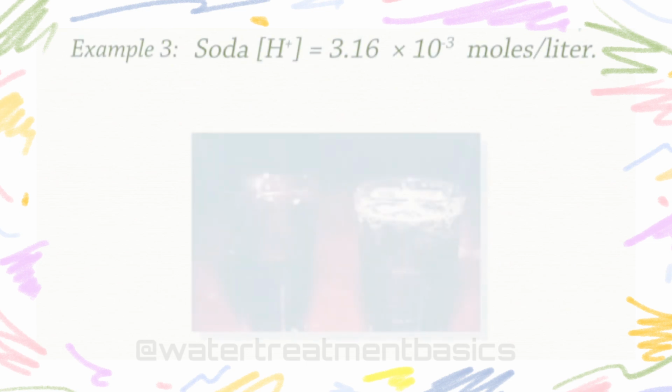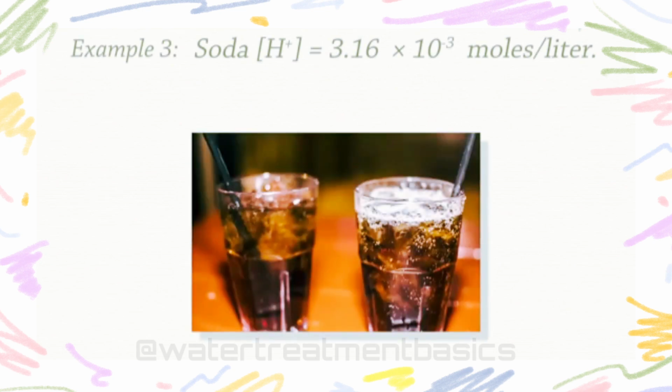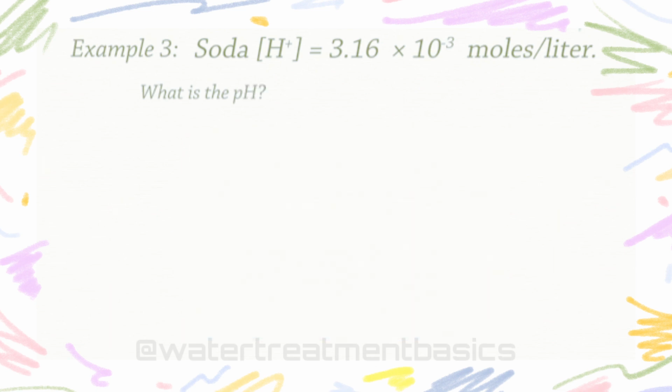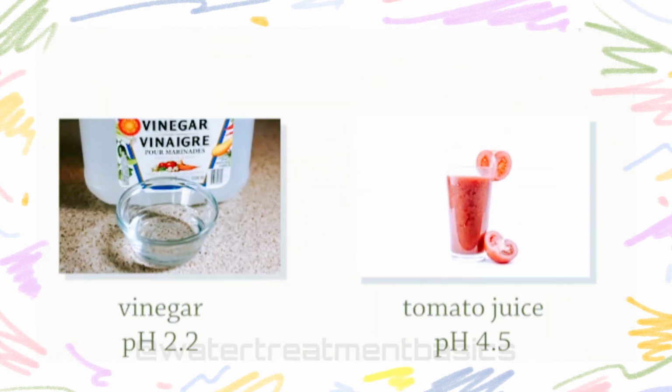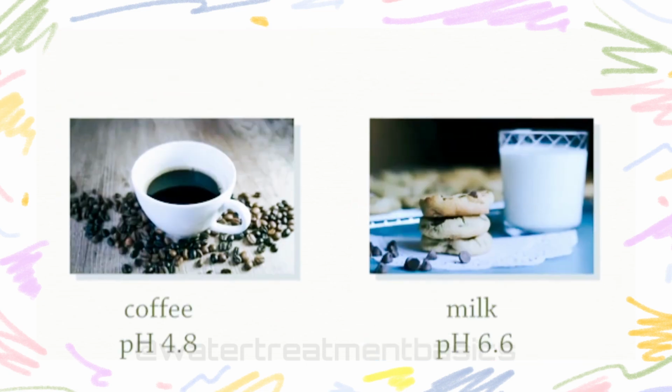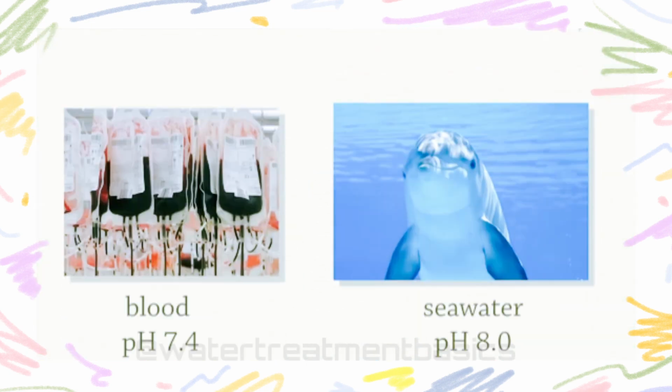Here's one last example. Your favorite soda has a concentration of H+ ions of 3.16 times 10 to the -3 moles per liter. What's the soda's pH? pH equals negative log of the concentration of H+ ions. So pH equals negative log of 3.16 times 10 to the -3. pH equals 2.5. Wow, that's pretty acidic. Here are some average pH values of other common substances. Which ones do you find surprising?